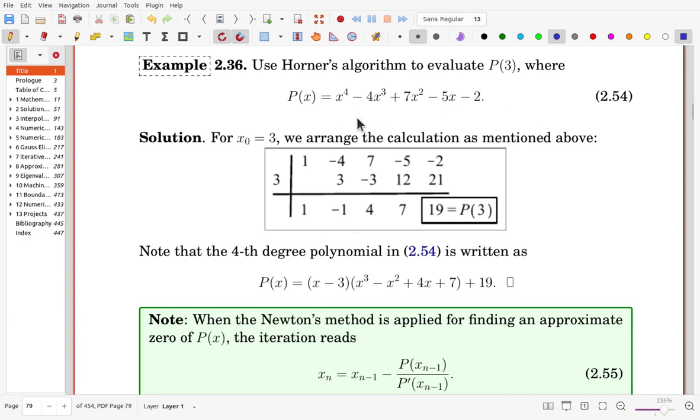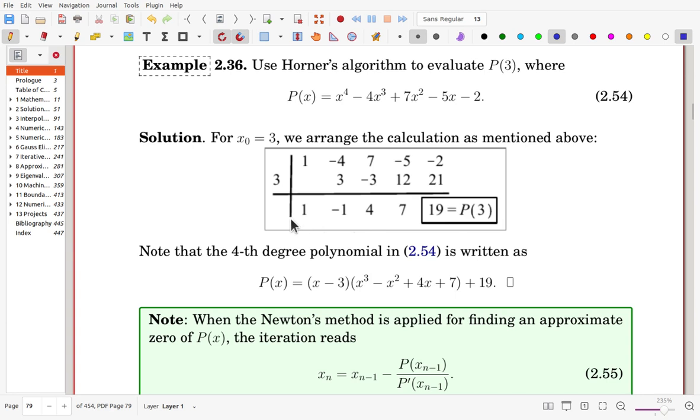We collect the coefficients 1, -4, 7, -5, 2. These are the coefficients, and now 3 is here. In synthetic division, it goes down here, then multiplication, addition, multiplication, and addition. The multiplication is 12, and the addition is 7, multiplication is 21, and addition is 19. That is p(3).